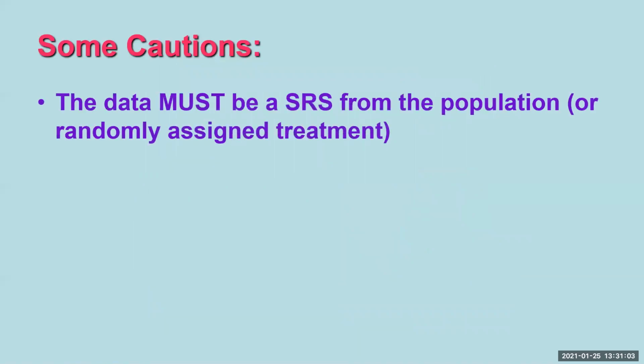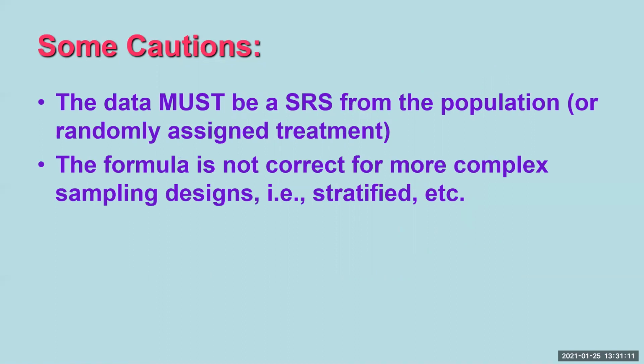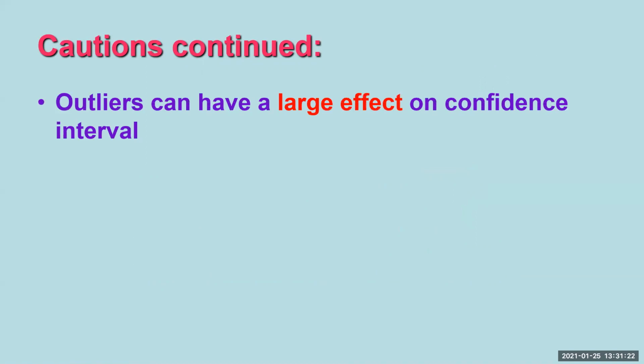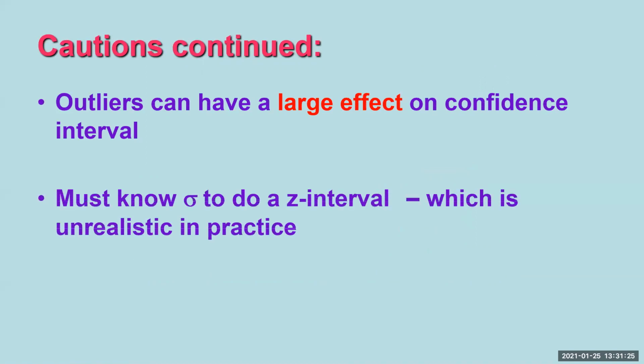So some cautions. The data must be an SRS from a population or randomly assigned treatment. The formula is not correct for more complex sampling designs, i.e. stratified. And there's no way to correct for bias in data. Outliers can have a large effect on the confidence interval. And for the z interval, we must know the population standard deviation, which is unrealistic in practice. So that concludes our confidence interval for our t interval.